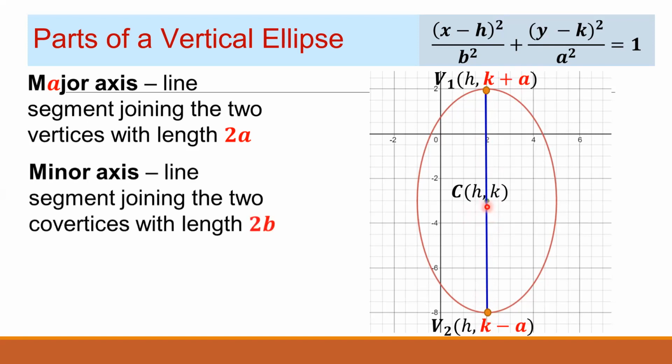Now, what about the minor axis? Our minor axis goes left and right. So we're moving along a horizontal line, just like the x-axis, or we're moving along the x values. So, h minus b and then h plus b. Okay. So, for our co-vertices, we have this and this one. Those are the coordinates.